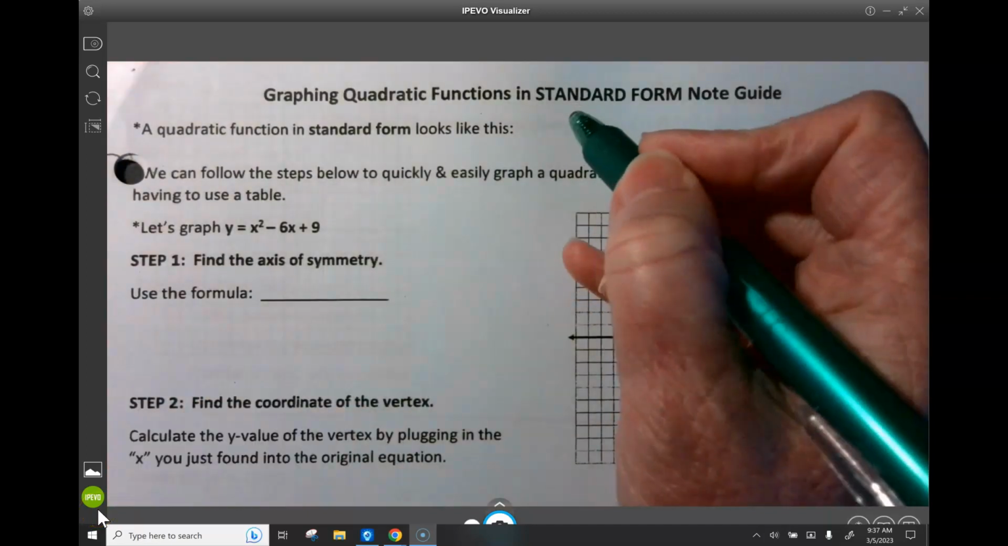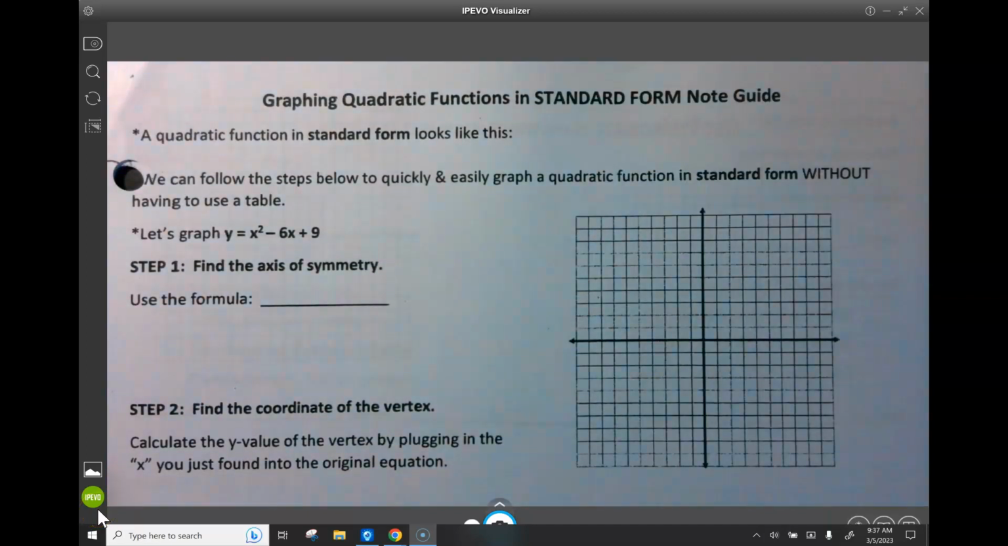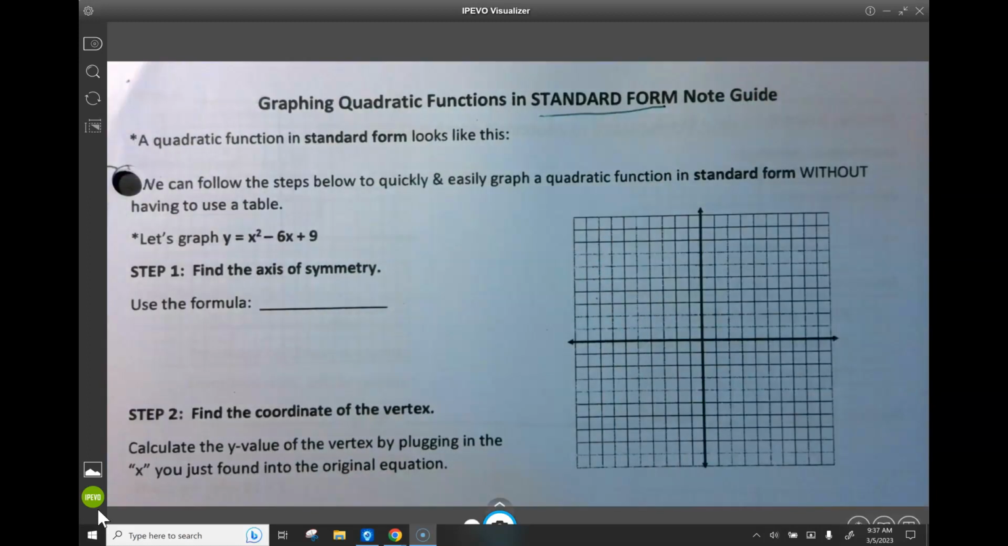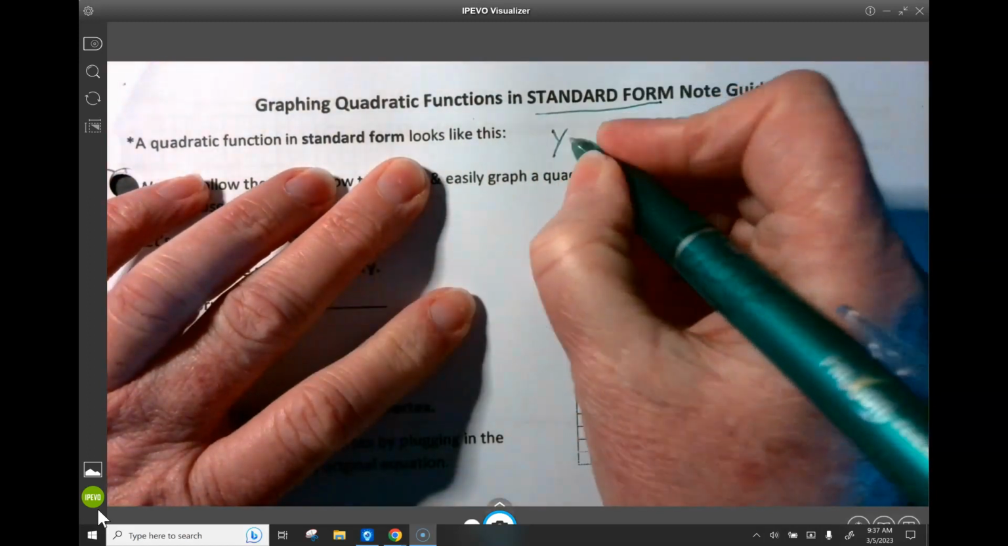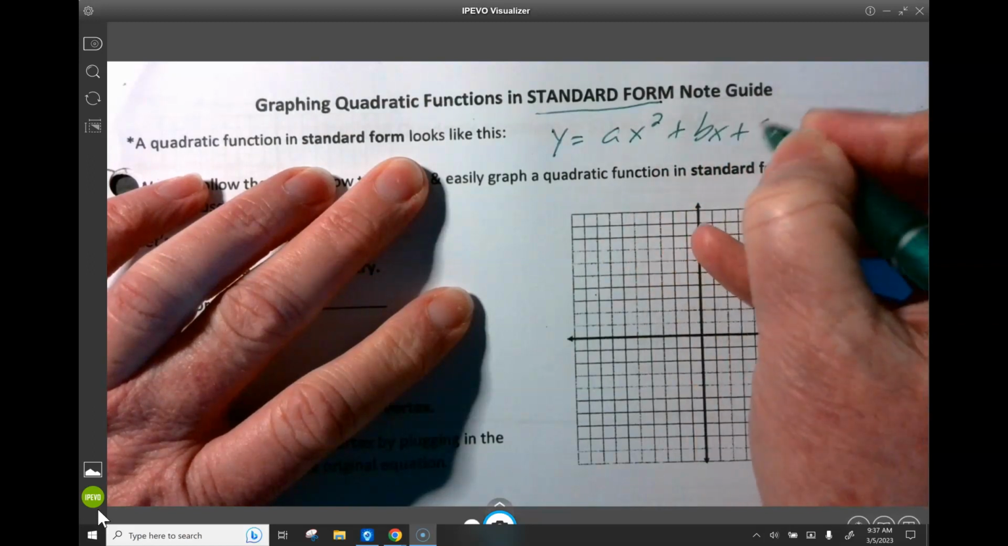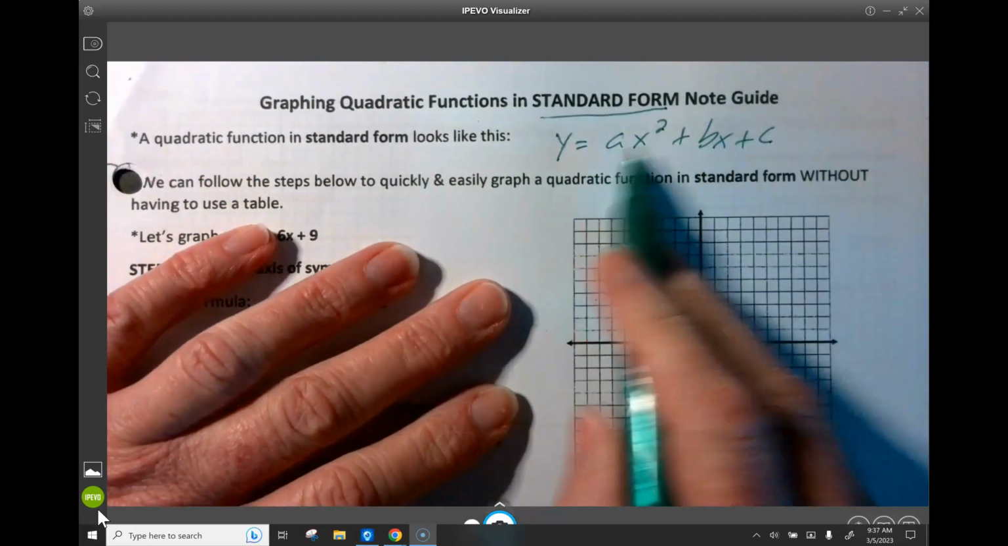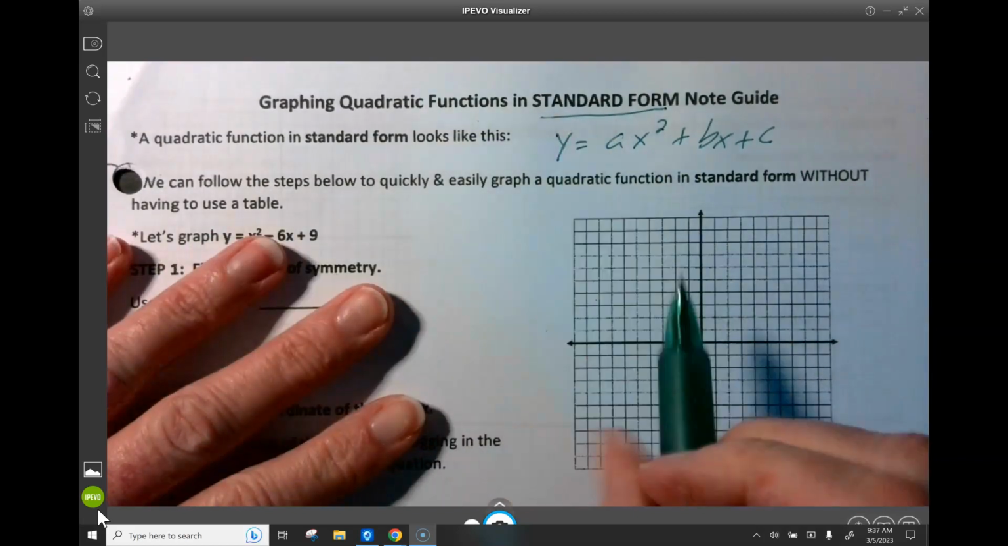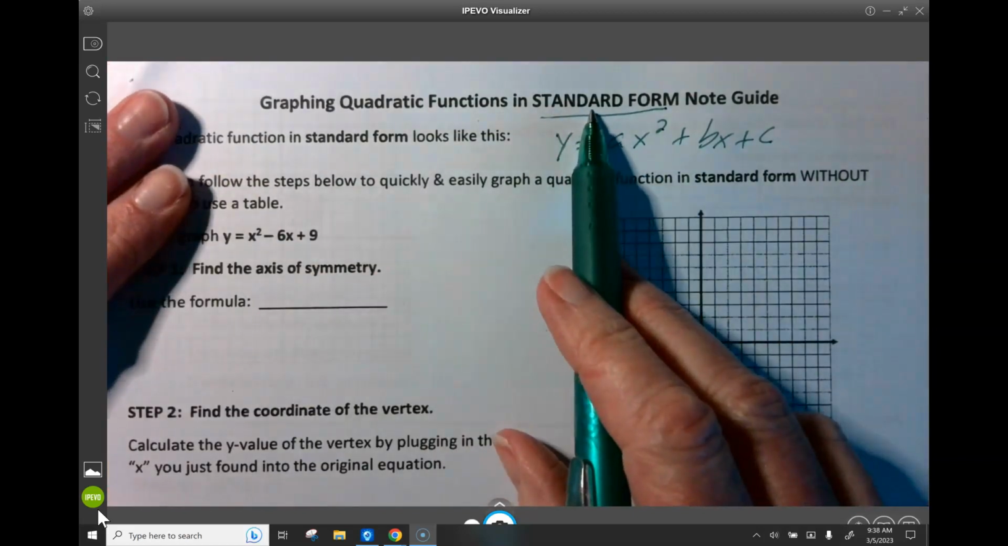So today we're going to look at standard form. With standard form, it looks a little different. Standard form looks like this: y is equal to ax squared plus bx plus c. And we're going to be using these coefficients a, b, and c today as we find standard form in order to graph it. This is a pretty slick way too.